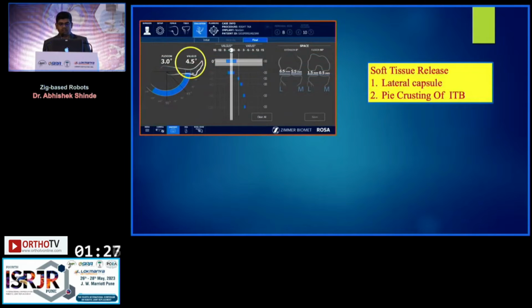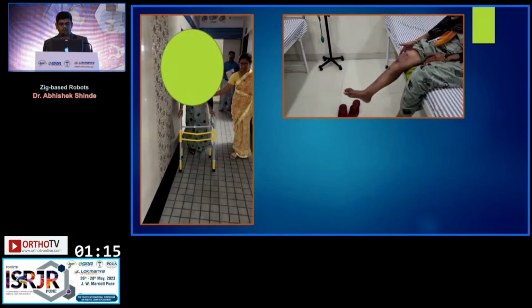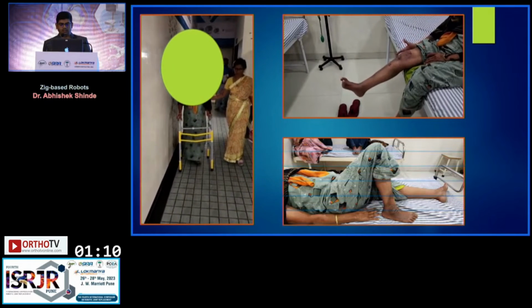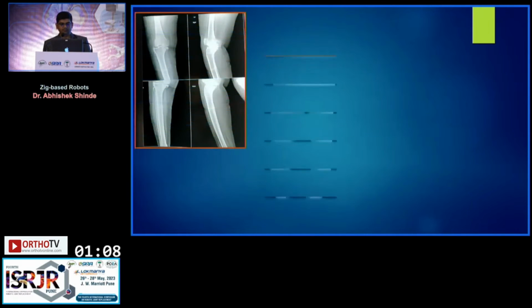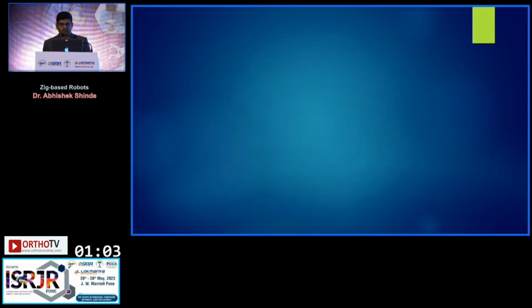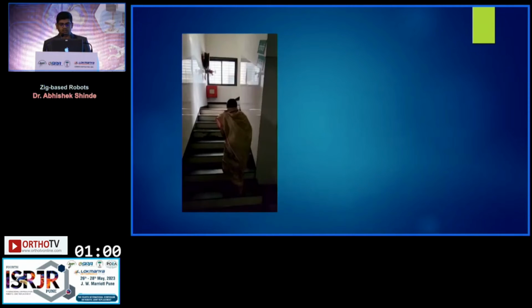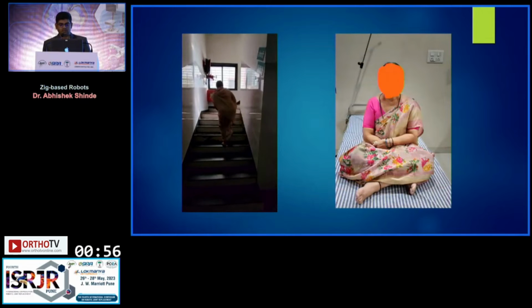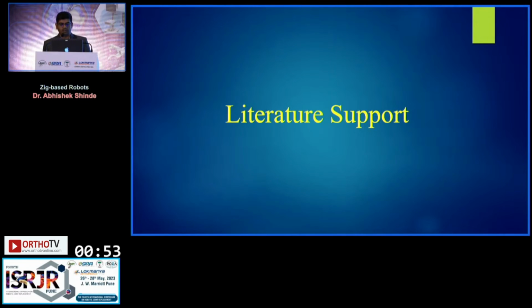Only after putting the trial implant, I was not happy with the soft tissue balancing, and then did a lateral capsular release and pie crusting. So this is the final picture. This is her gait at stitch removal. This is active extension. This is the range of motion. So these are the different cases you can do: unilateral, bilateral, varus, valgus. This is at 6 weeks: climb stairs, can sit cross-legged.